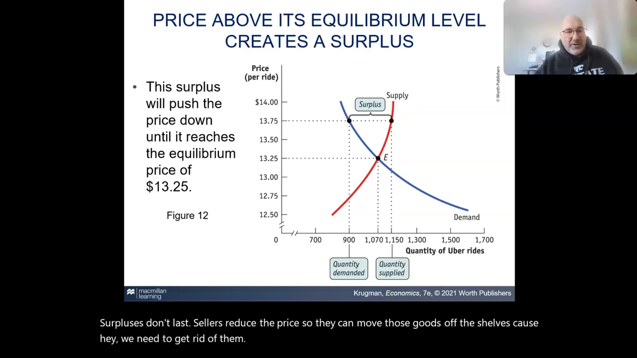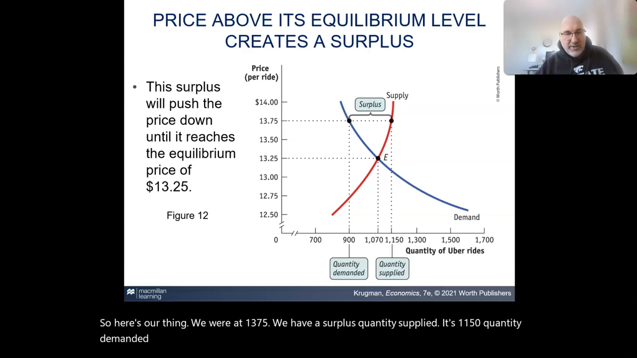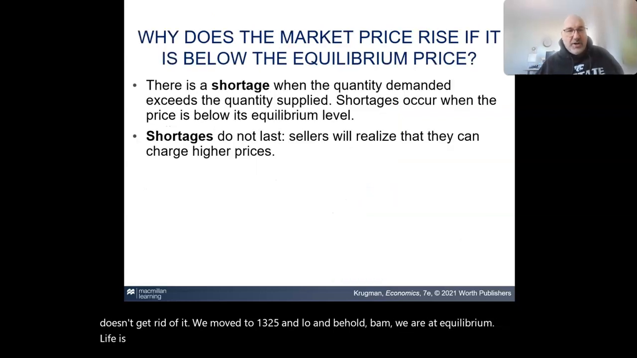So here's our example. We're at $13.75. We have a surplus. Quantity supplied is 1,150. Quantity demanded is 900. So we are going to move the price down. We'll move to $13.50. That still doesn't get rid of it. We move to $13.25, and lo and behold, we are at equilibrium. And life is good.